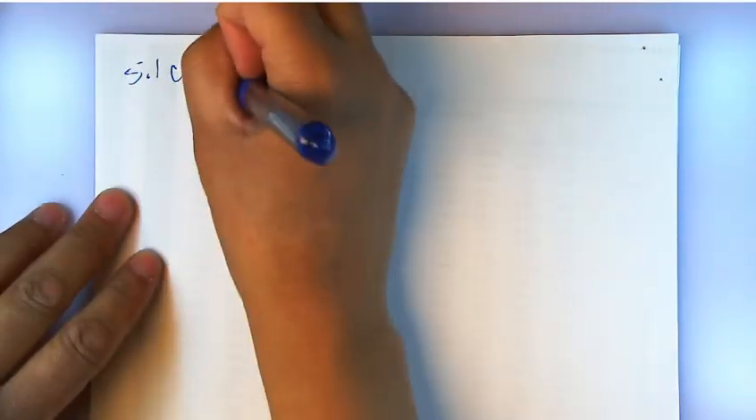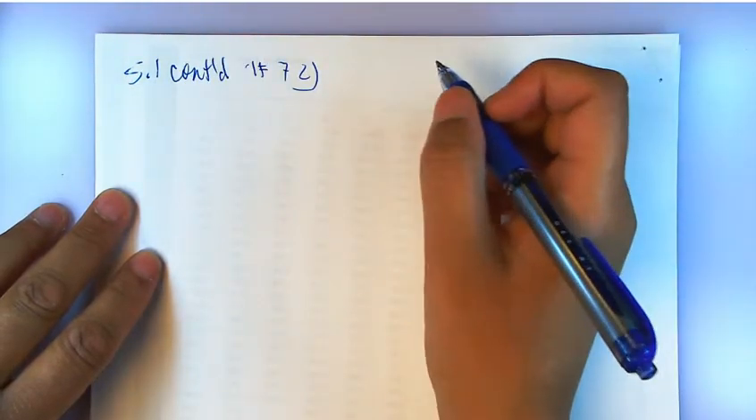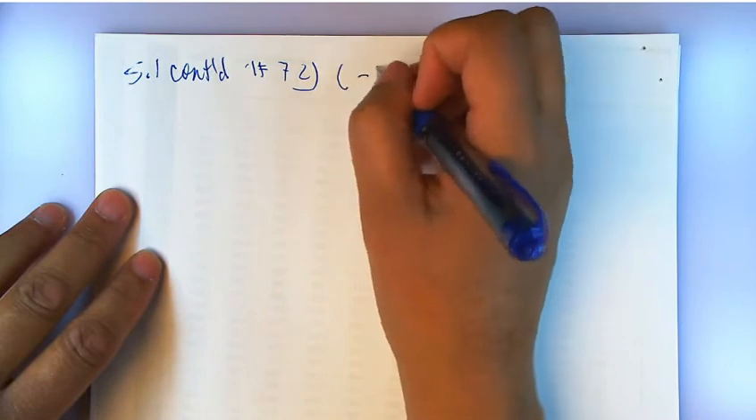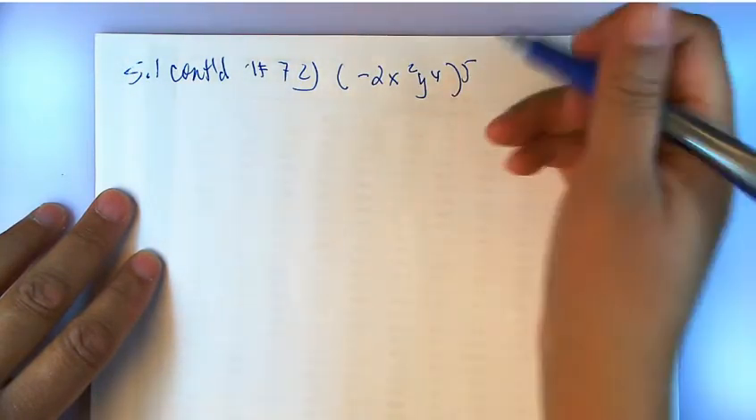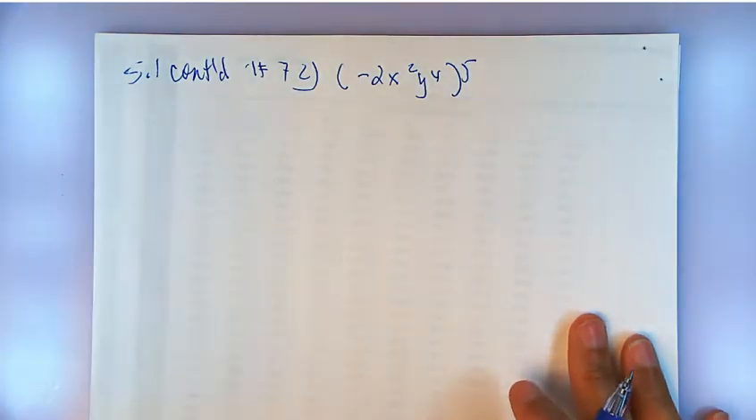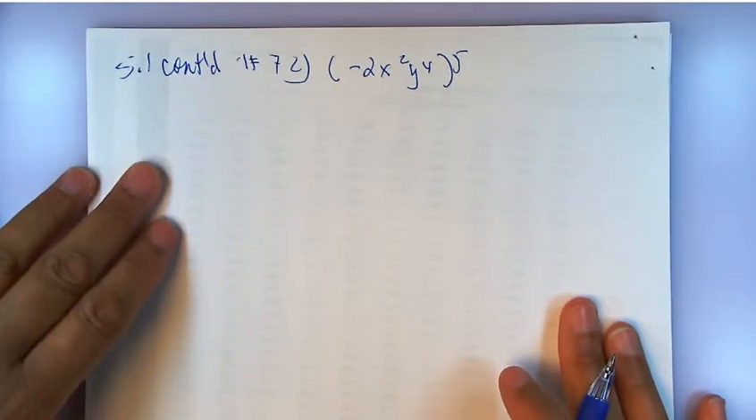Let's resume. So we're on 5.1 continued. We're looking at number 72. Number 72 says negative 2x squared y to the fourth, to the fifth power. And we might have done this problem in class. I'm trying to look at the screen at the same time as write. That's not being most effective, but we'll try our best and go from there.